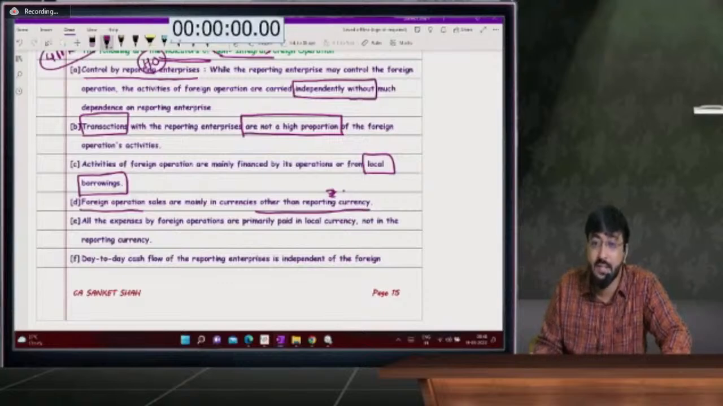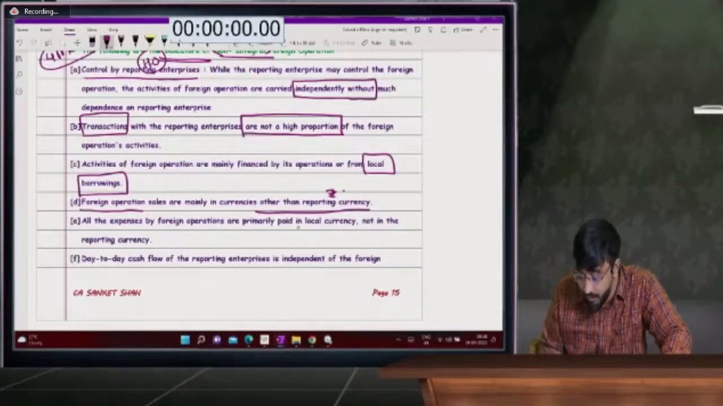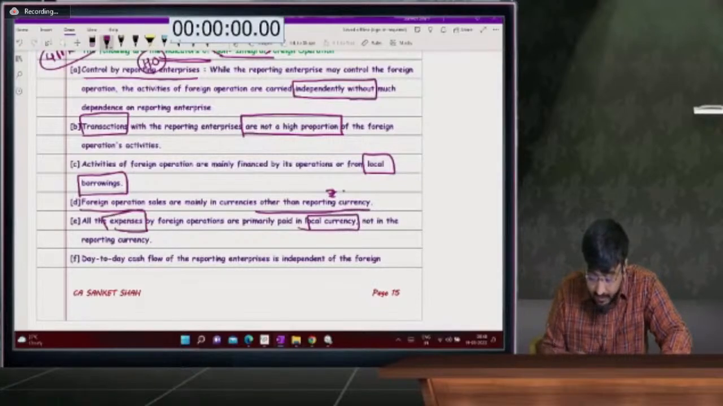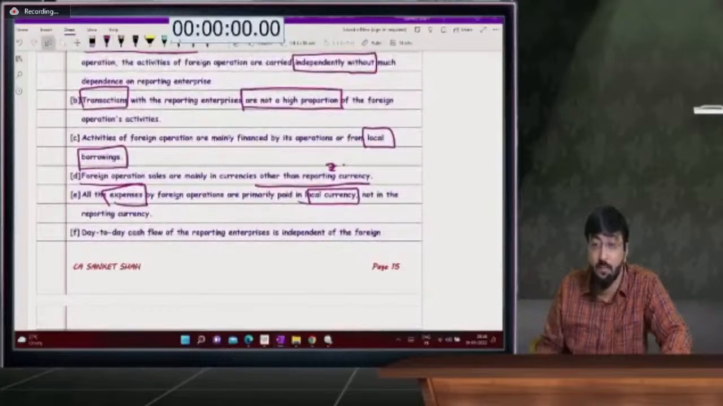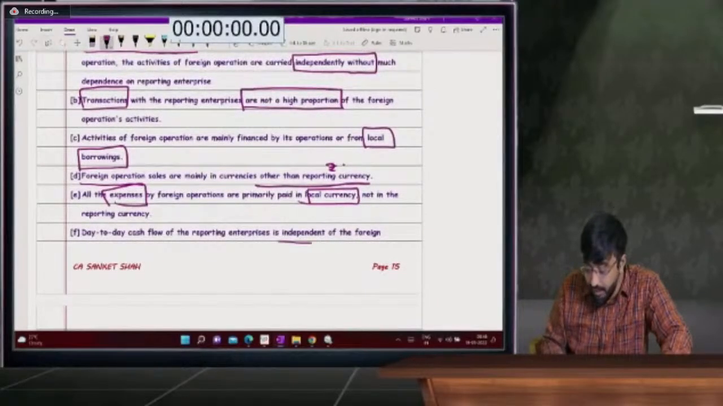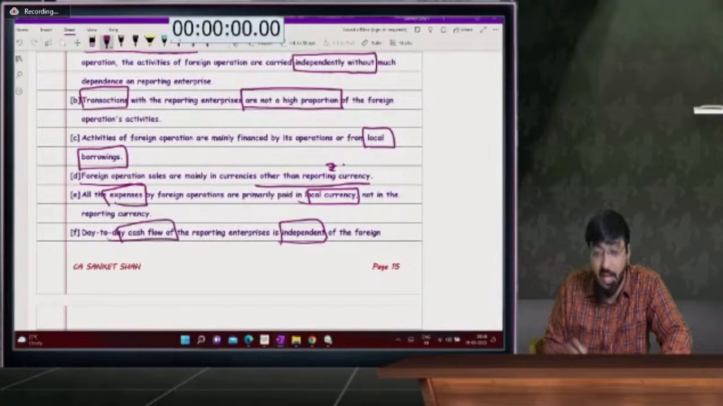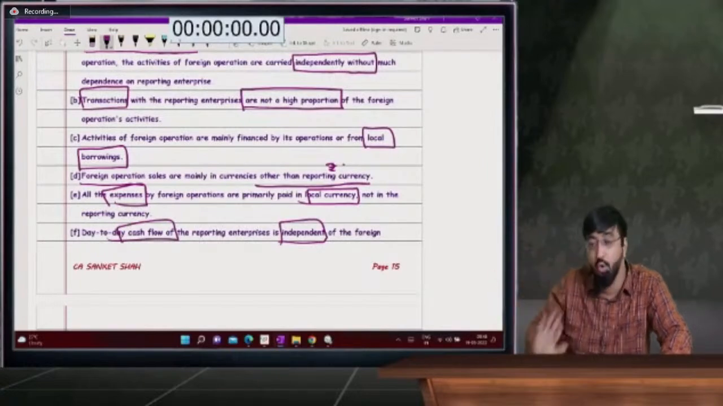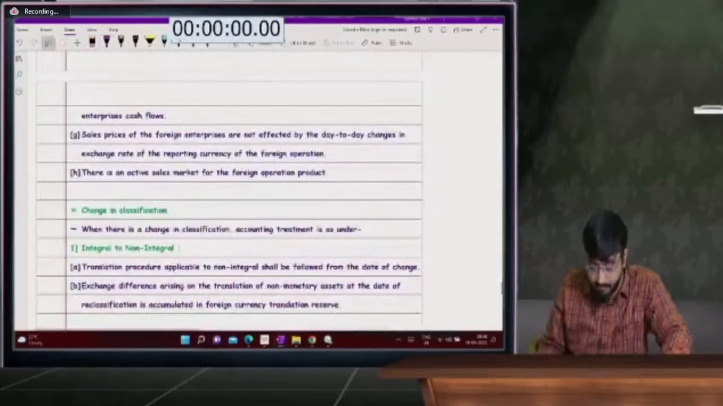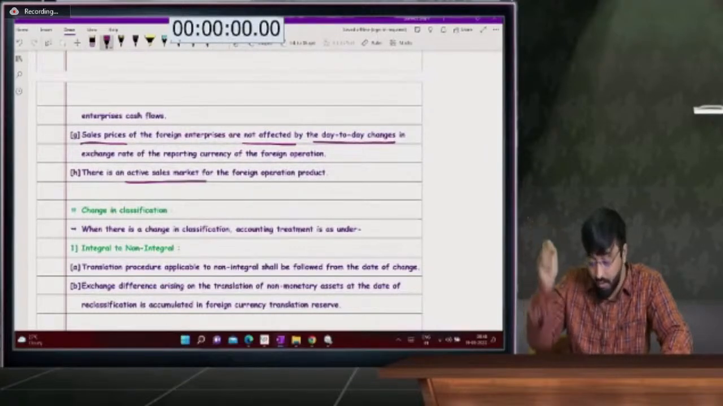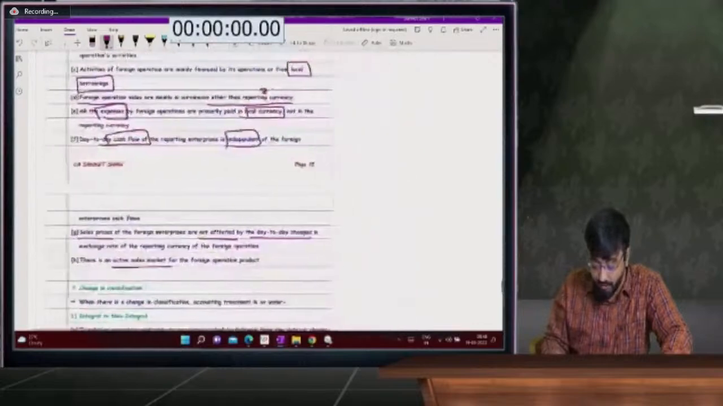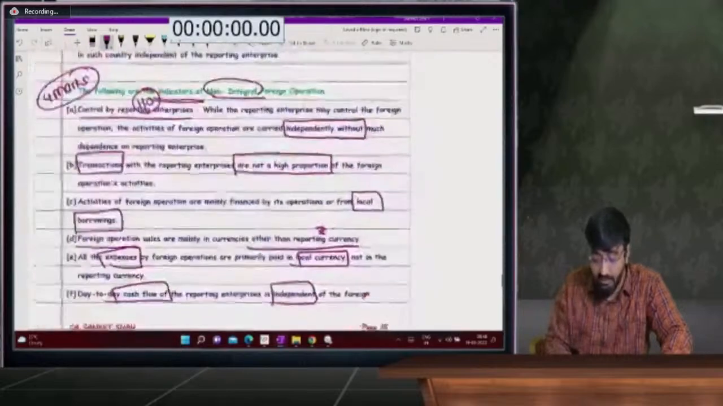All the expenses of foreign operations are primarily in local currency. So expenses they also pay in dollars only. Day-to-day cash flows are independent cash flows. So whatever cash flows they are getting, they will retain it. They won't send it to the head office. Daily collection is not there. Sale prices are not affected by day-to-day changes. And there is an active sales market for their products. So beta, these are some indicators.